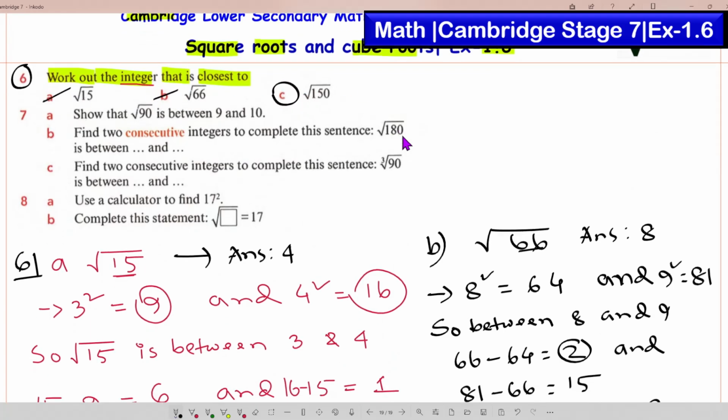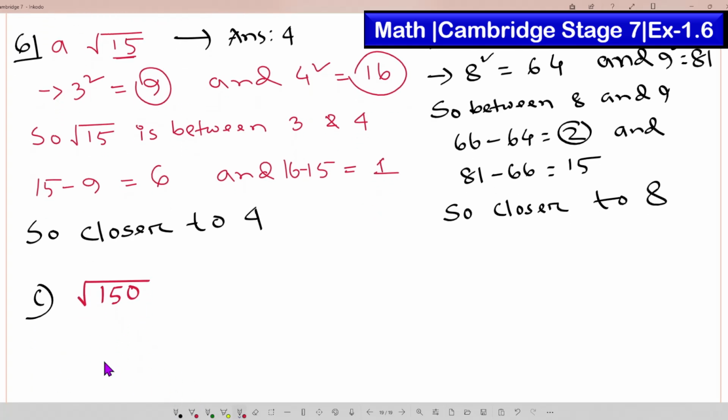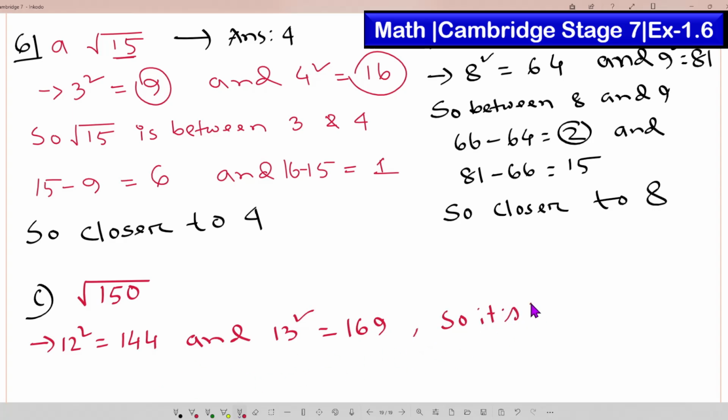Now number C, root 150. So let's think 12 square. 12 square we know is 144 and 13 square equals 169, right? So it's between 12 and 13.